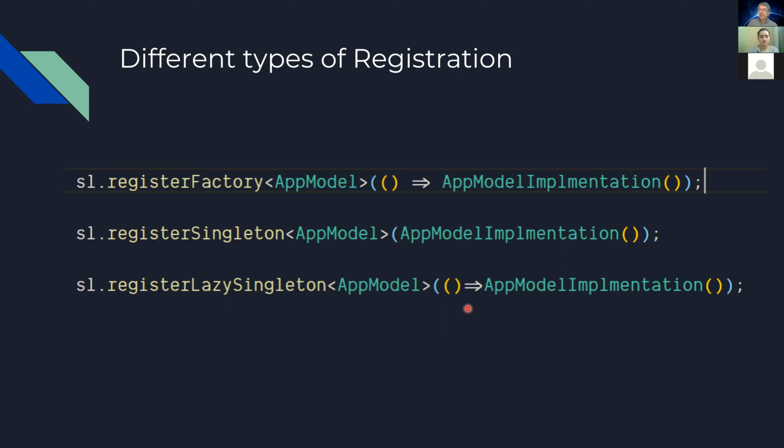so you don't want to have it created immediately at startup when you register your objects, you can use a lazy singleton. Lazy singletons behave in a way that they are not created until the first time you access them. After that, you will always get the same instance back, but the first time you access it, this factory function will get called. So these are the three different kinds that we support: factory, singleton, and lazy singleton.